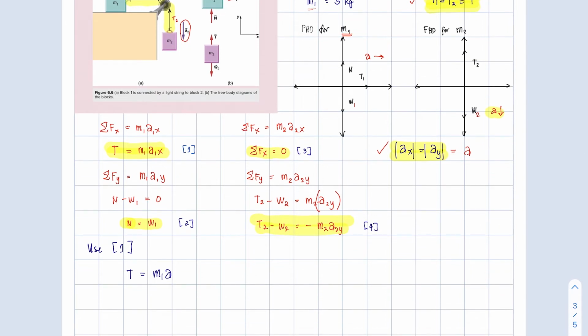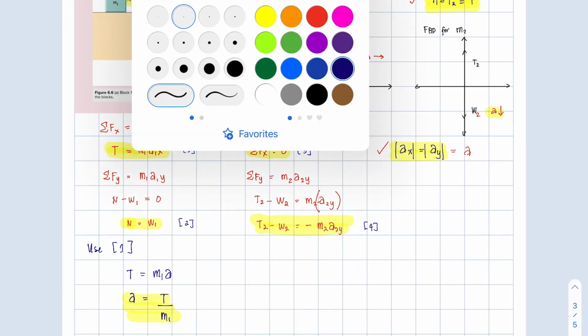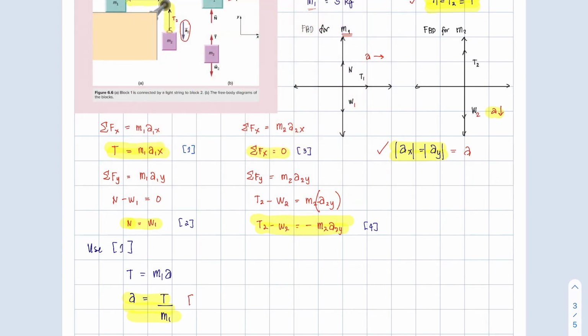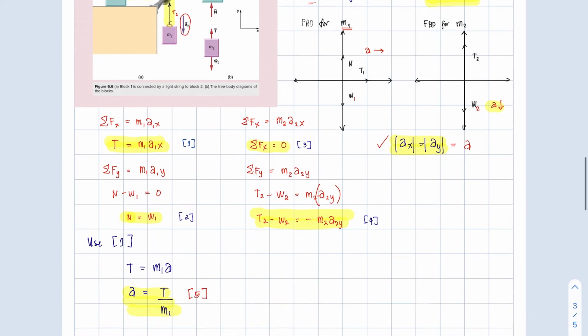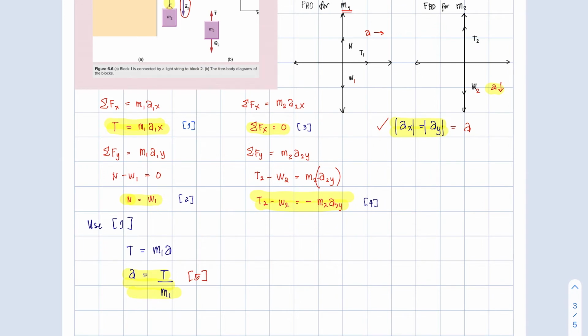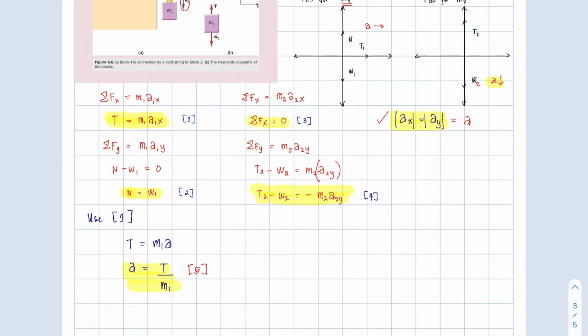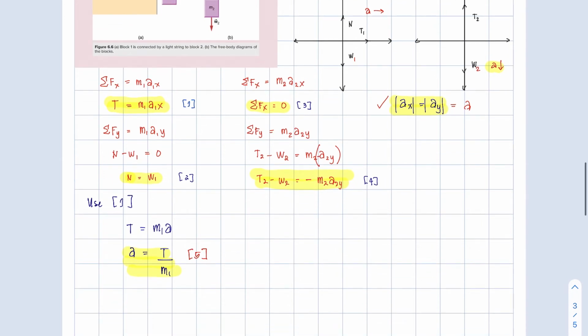So what do I get out of this one? That means that the acceleration A will just be equal to T all over mass 1. So I have this. This is basically just a new form of equation 1, an equivalent form. So this is equation 5. Maybe this will be very useful later.